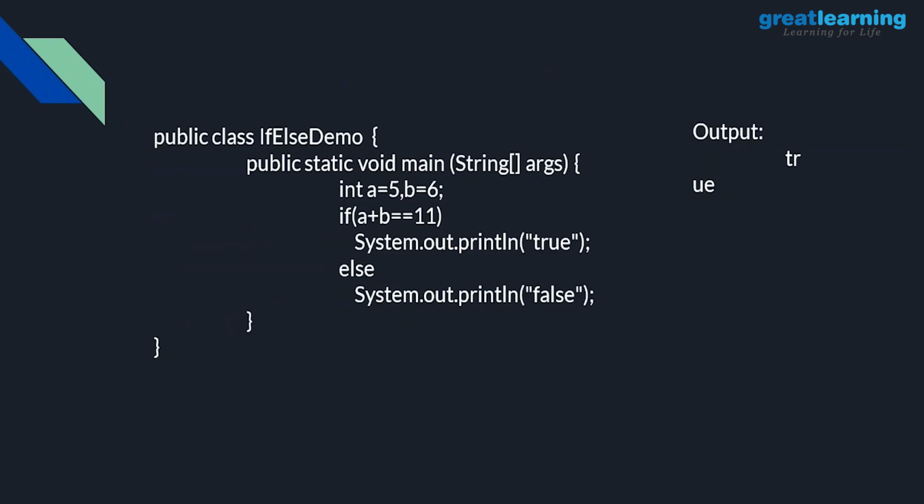Now let's see the demo of if else. Herein we have two variables, two data members, A and B. Then we check if A plus B is equal to this. The double equal sign means that we are checking the equality condition. If the left hand side and the right hand side are equal, then print true. The output is shown as true. If it's not, then it goes to the else statement and prints out false.